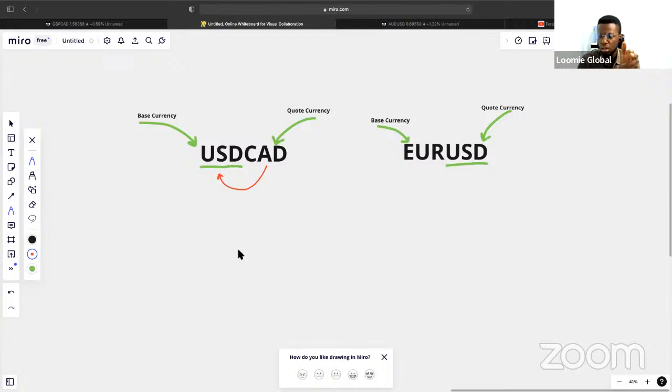And you can go check this out, right? You can go confirm this for yourself on Investopedia. You can just go to Investopedia and search base currency or quote currency, and you'll see the complete explanation. We are using this currency to buy this currency. On Euro USD, we are using the US dollar to buy the euro.